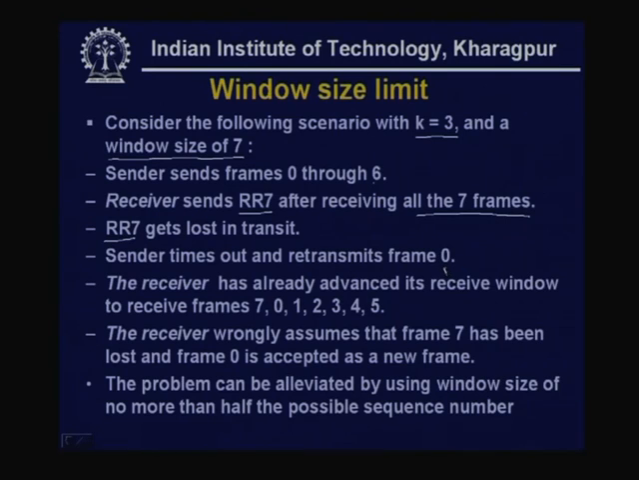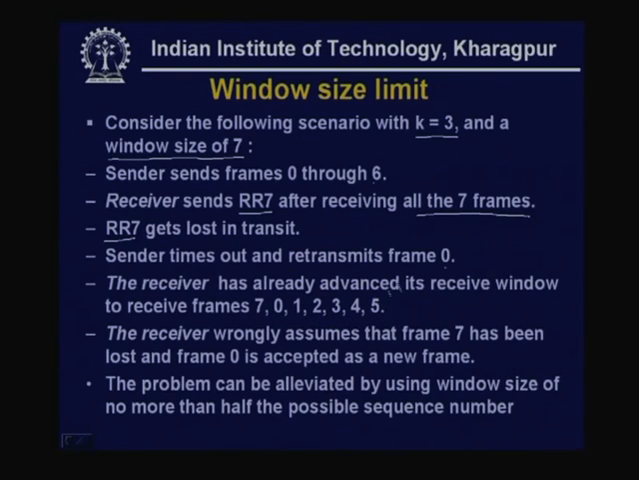Since it was waiting for acknowledgement for these frames, which were not received, it will send frame 0. However, the receiver already has received all the 7 frames. It was also waiting for frame 0, but not the frame 0 of the previous one, but the next one. So, the receiver has already advanced its receive window to receive frames 7, 0, 1, 2, 3, 4, 5, and so it is.